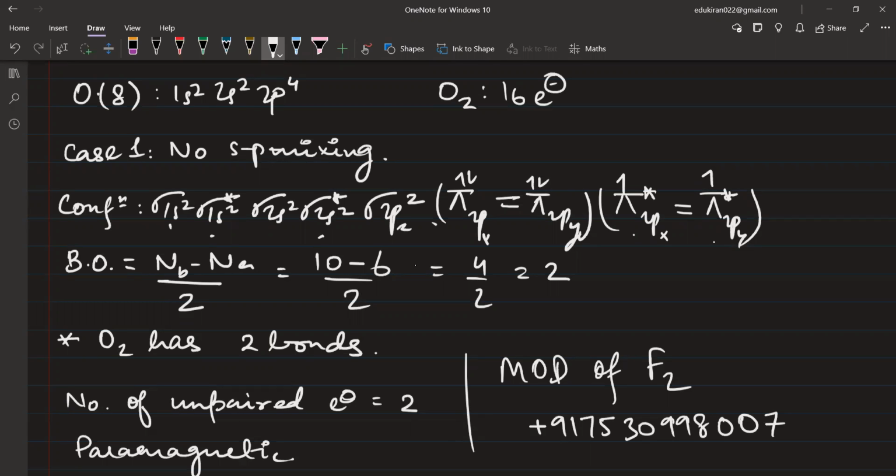Also write whether it is paramagnetic or diamagnetic, okay? And the number of unpaired electrons in the fluorine molecule.